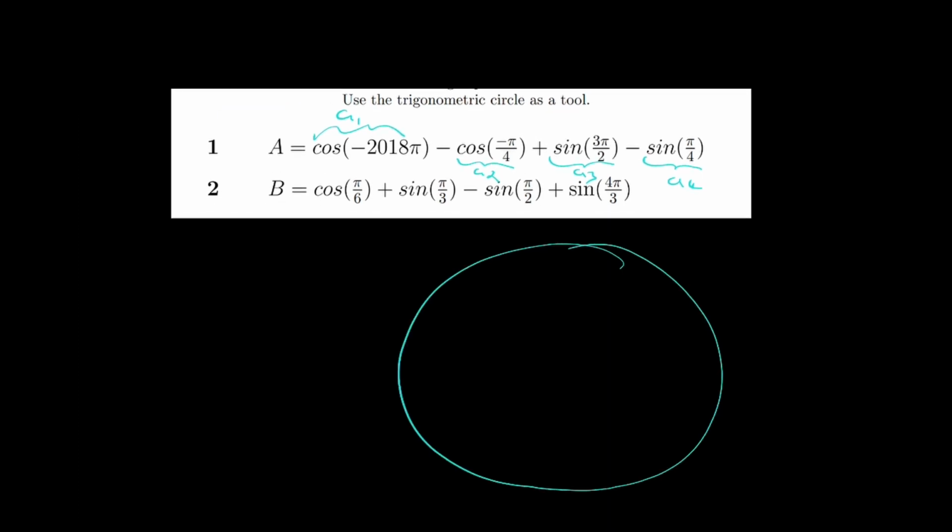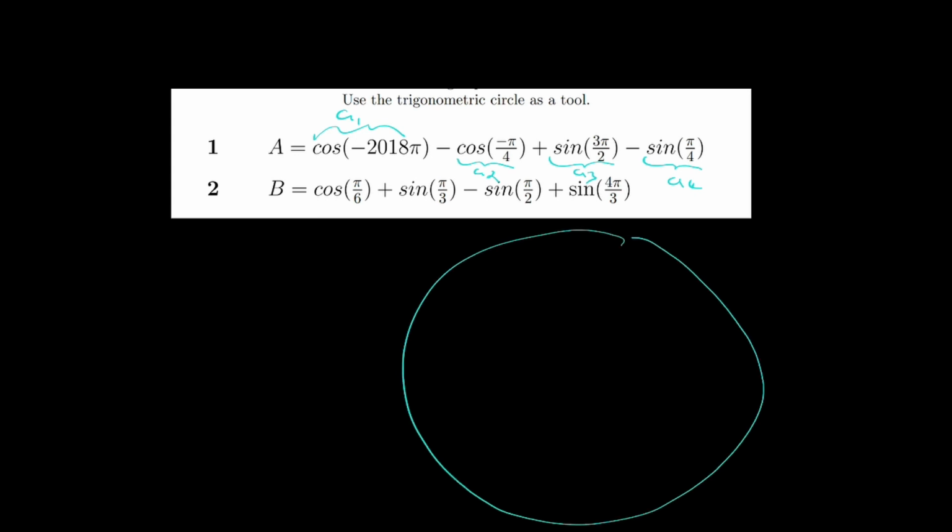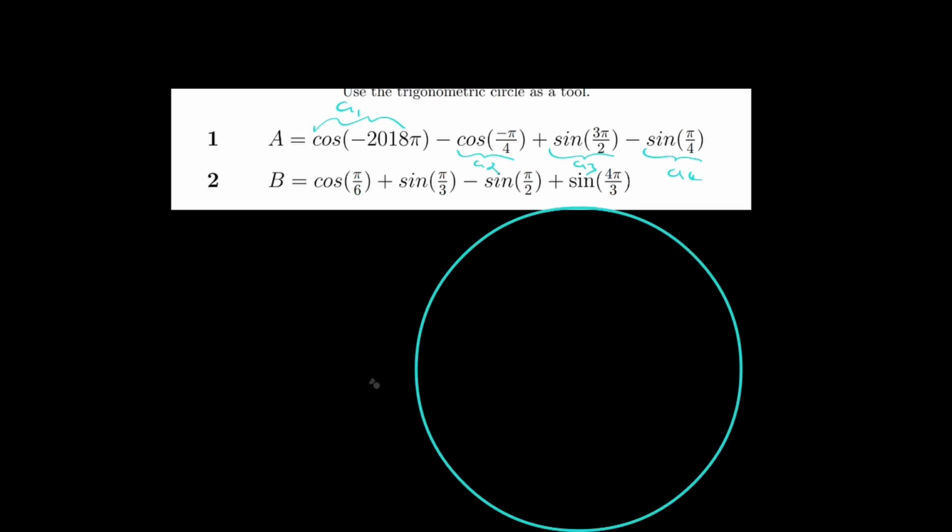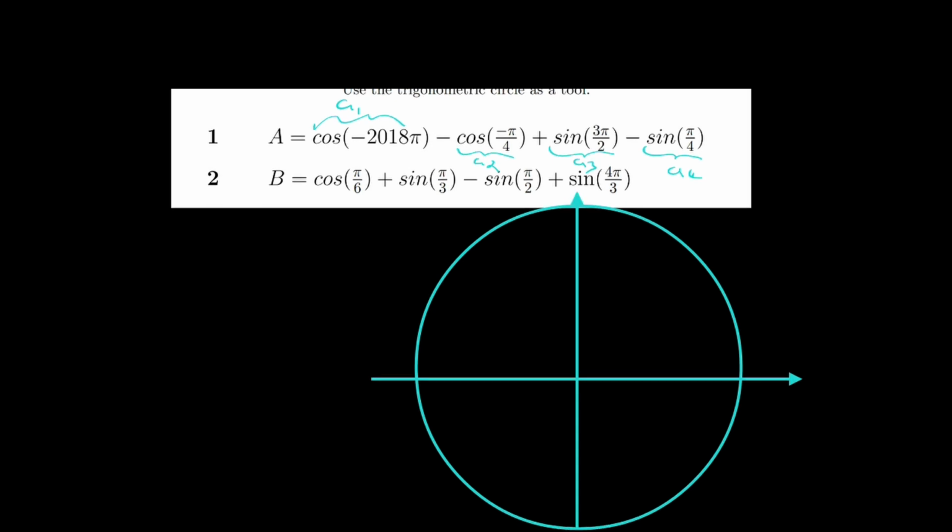Let's call the different parts A1, this one A2, this one A3, and this one A4. This will be easier to treat. And let's create a trigonometric circle, of course. So we want a big trigonometric circle with the cosine axis here and the sine axis here. Let's write down the angles.